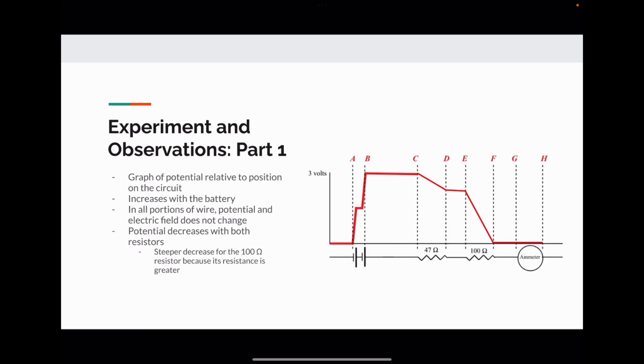This is a graph of the potential in the circuit relative to the position. The potential increases with the battery as the battery produces an EMF. In all portions of the wire, potential and electric field does not change. The potential decreases with both resistors. There is a steeper decrease for the 100 ohm resistor because its resistance is greater than that of the other resistor.